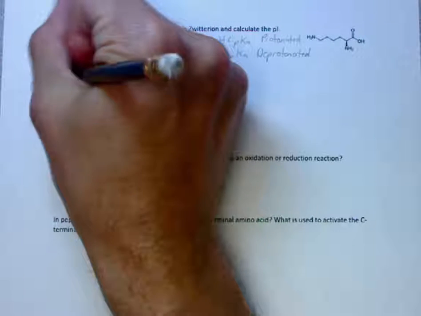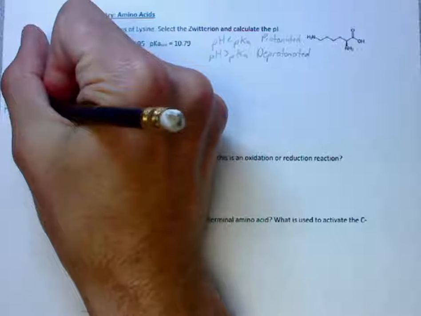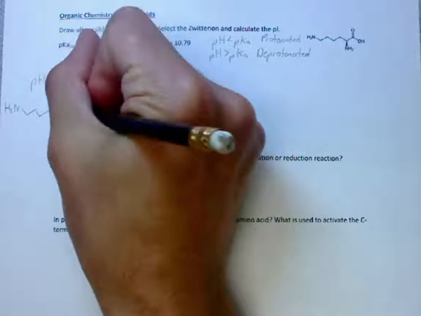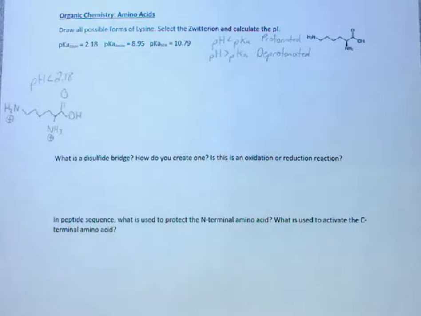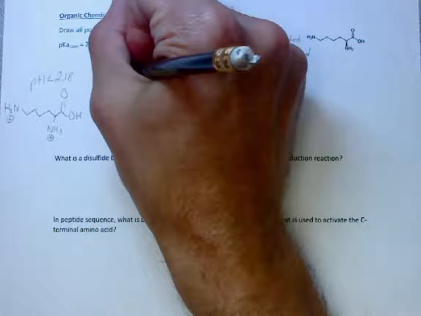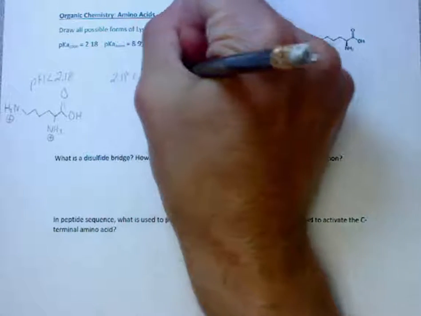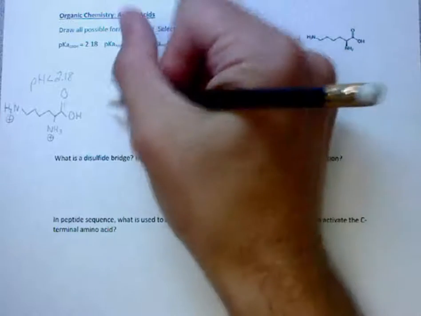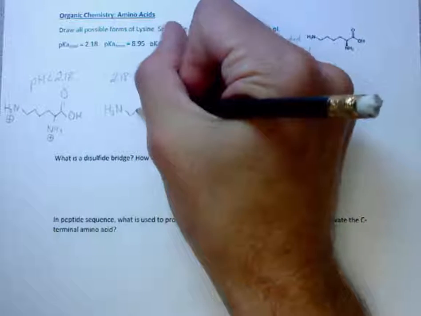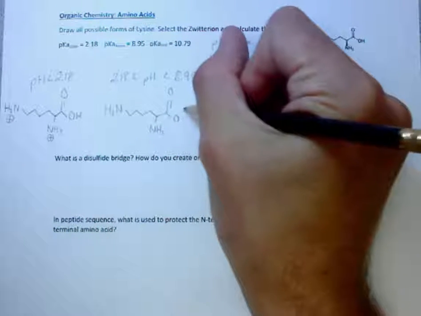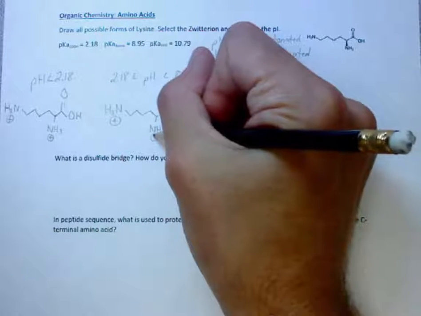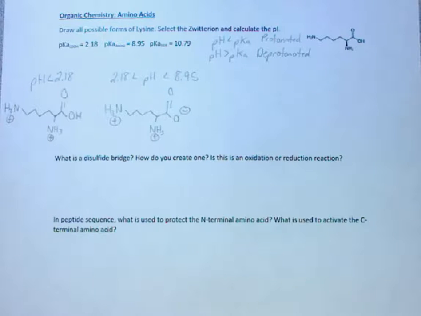the first pKa, which is 2.18. If pH is greater than 2.18 but less than 8.95, you can see that the overall charge decreased by 1.